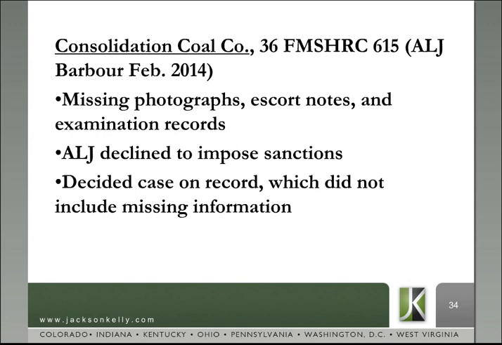The ALJ did not impose sanctions. He said, well, that's harsh, I don't need to do that. However, I'm being asked to decide a case on the record that's before me, and the case doesn't include the information that the operator says would be helpful. I can't really consider information that isn't present. So he upheld the unwarrantable failure and S&S findings in this particular case.